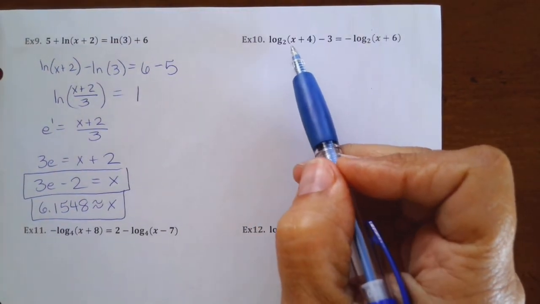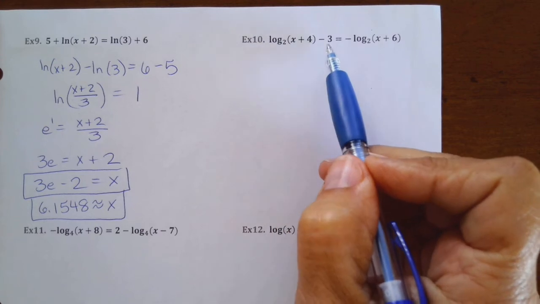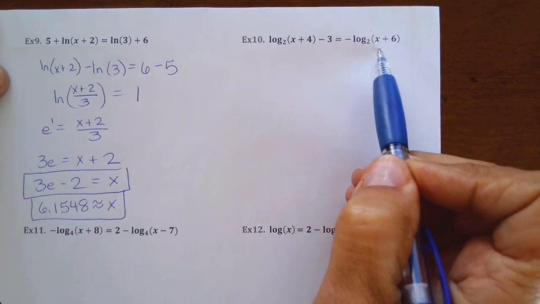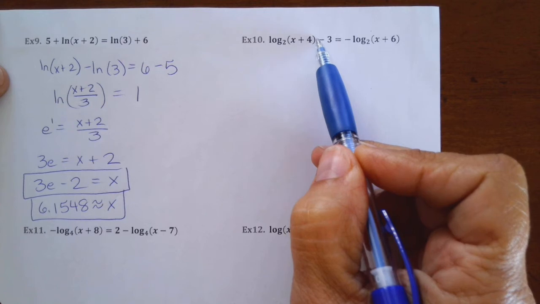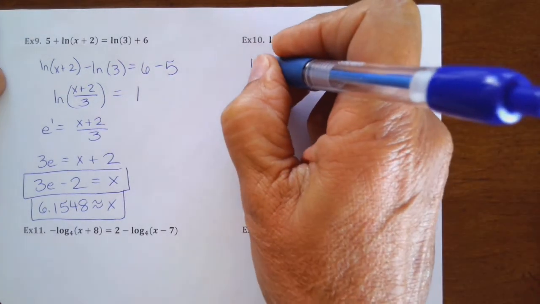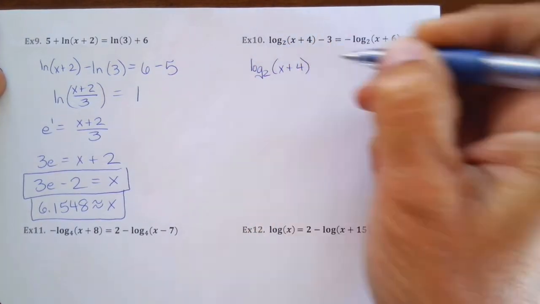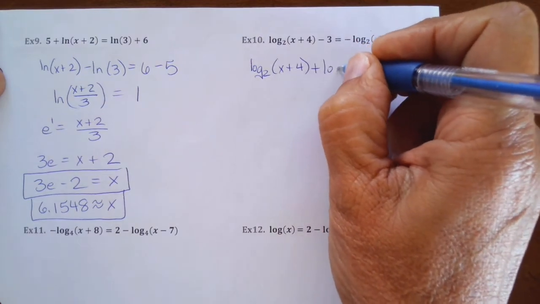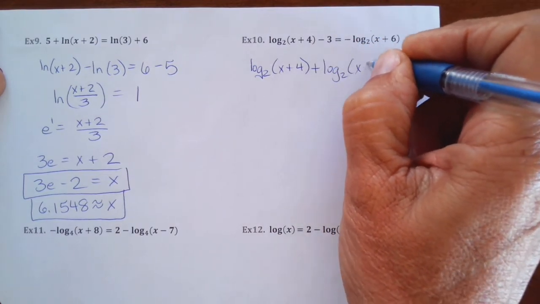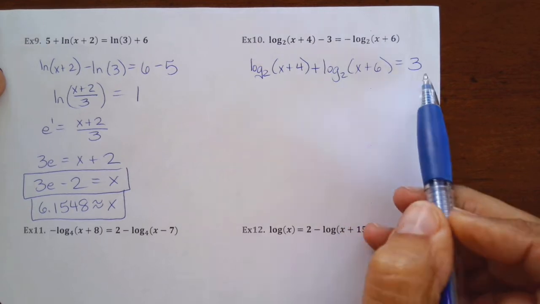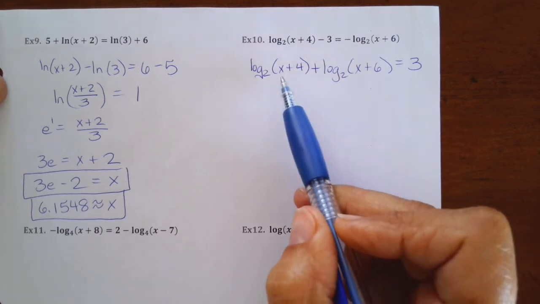This is a positive log, so I'm going to leave that here. I'm going to take this -3 and put it on this side, make it positive. And now I've got a negative log on this side, so I'm going to bring it over here and it will become positive. So moving things around, I'll have log base 2 of x plus 4 plus log base 2 of x plus 6 equals 3. Moving things over, this became positive and so did that.